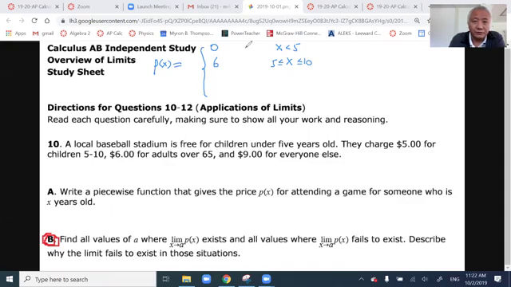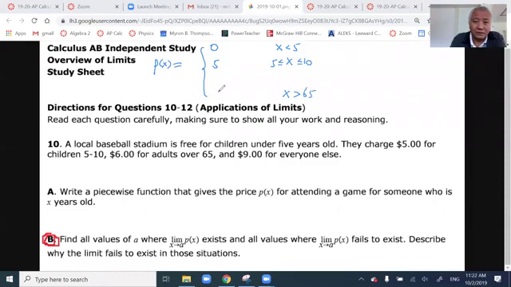Let me erase this part first. So for the children 5 to 10 years old, it charges $5. And then for adults 65 and above. So this is the x over 65. That means not including 65. For adults over 65, that means x greater than 65.